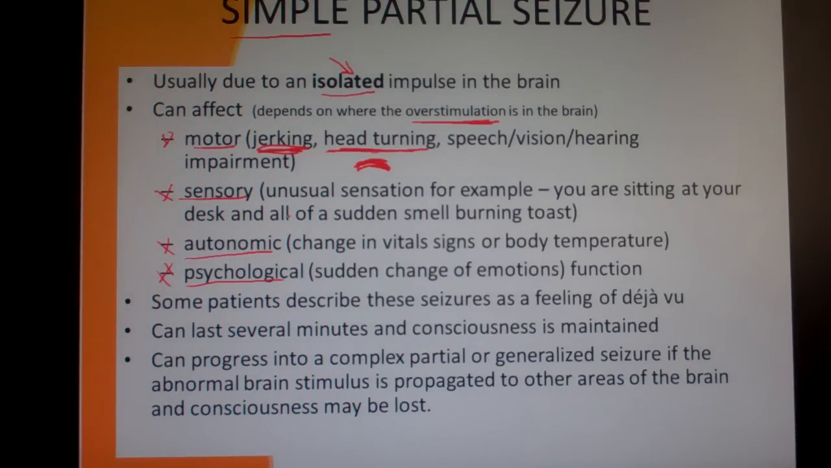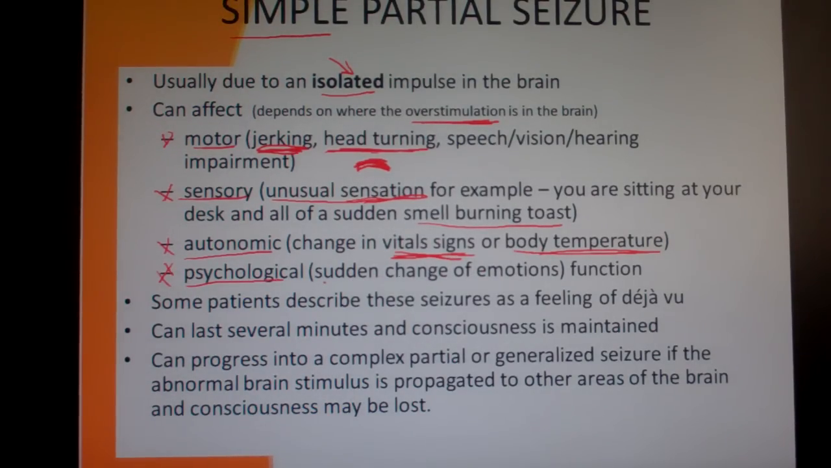The sensory manifestations of a simple partial seizure usually are explained as more of an unusual sensation. So you're sitting at your desk and all of a sudden you smell burning toast, assuming that there's no toast burning anywhere around you. Then you get this unusual sensation, or maybe even call it an aura. Autonomic means that your vital signs or your body temperature are changing. Your automatic system is sensing that you're having a seizure, and you'll change some of those factors while you're actually having it.